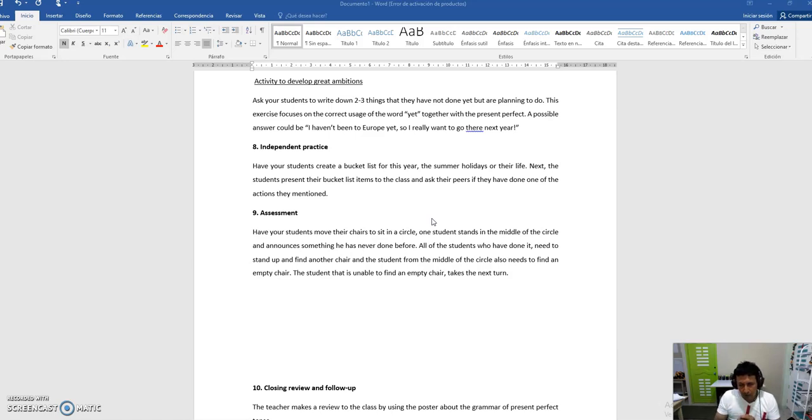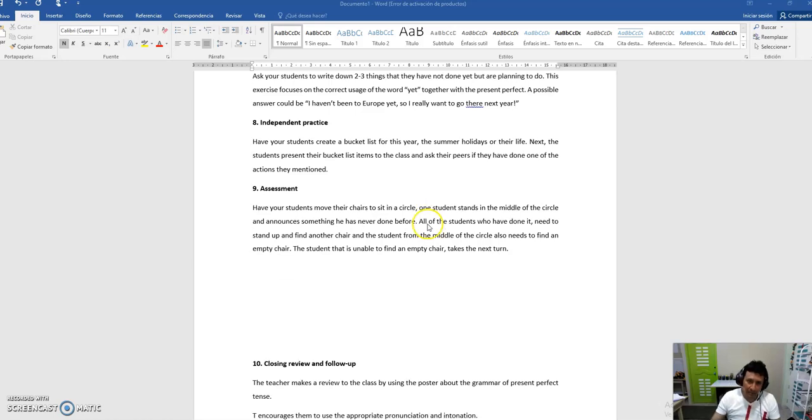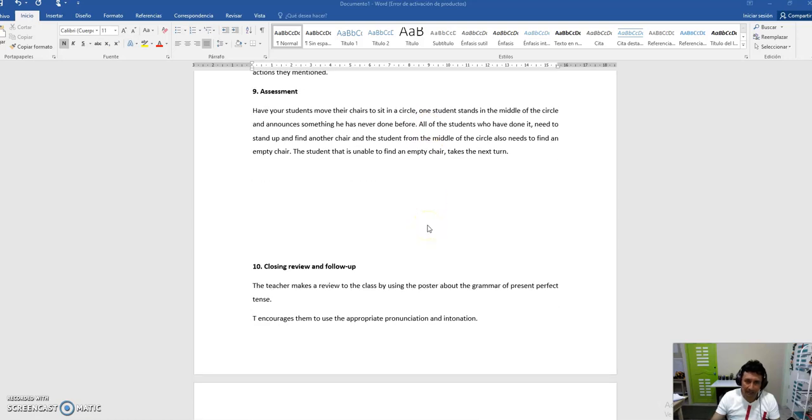Now to check my students' progression, it's time for the assessment. We are talking of the 9th step, the assessment. The learners need to be evaluated. So here I will have my students move their chairs to sit in a circle, maybe a big circle, and one student stands in the middle of the circle and announces something he has never done before.